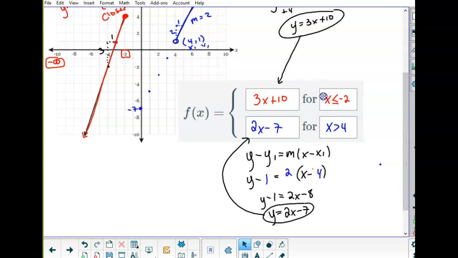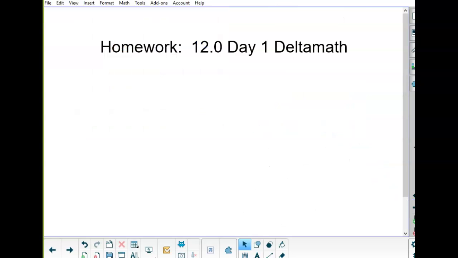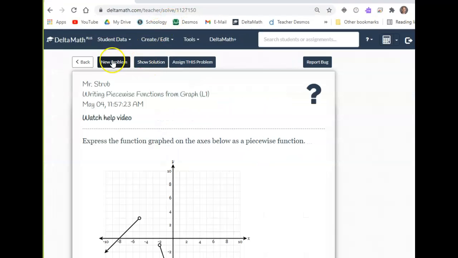Okay. Be very careful with your domain. That's definitely something that students make errors on. So I want to show you Delta Math quick because there's one. Let me just show you the assignment here.